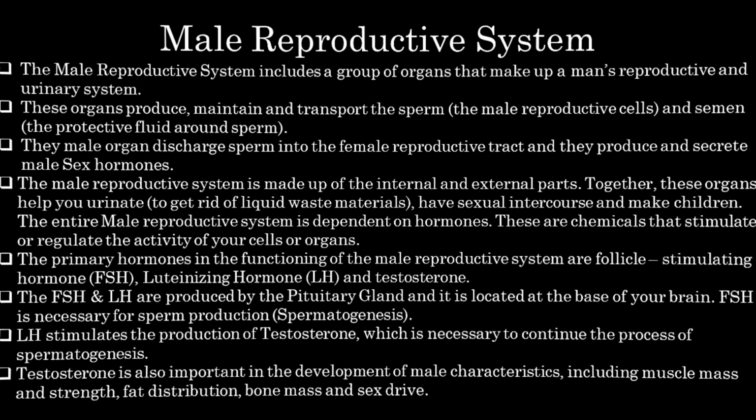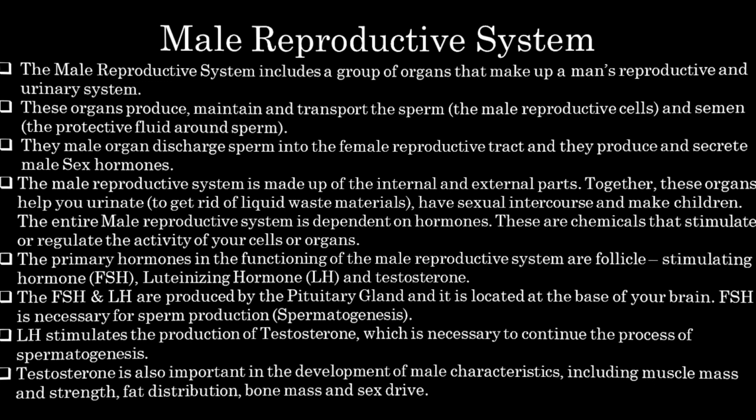The male reproductive system is made up of internal and external parts. Together, these organs help you urinate, have sexual intercourse, and make children. The entire male reproductive system is dependent on hormones. These are the chemicals that stimulate or regulate the activity of the cells or organs.